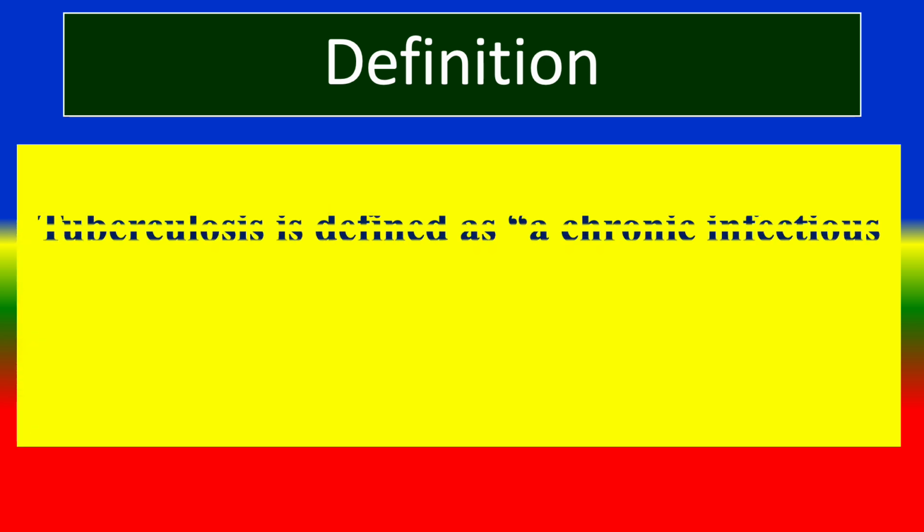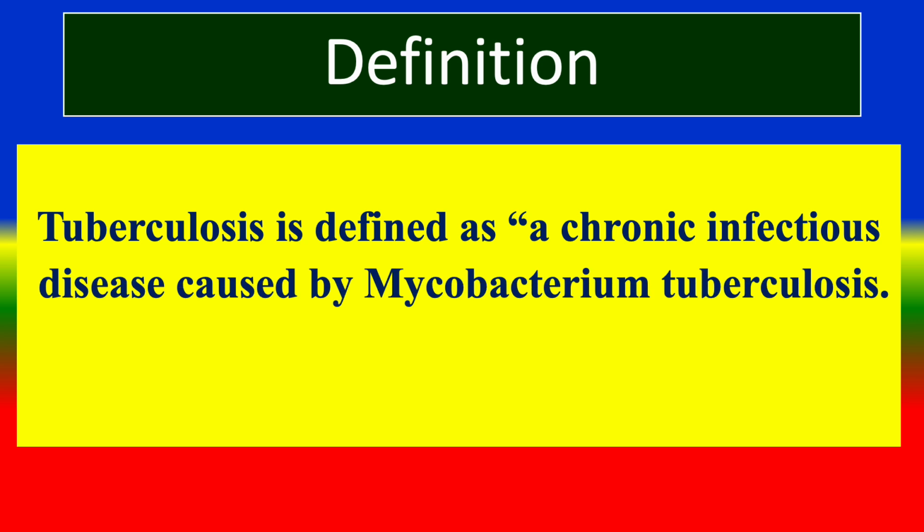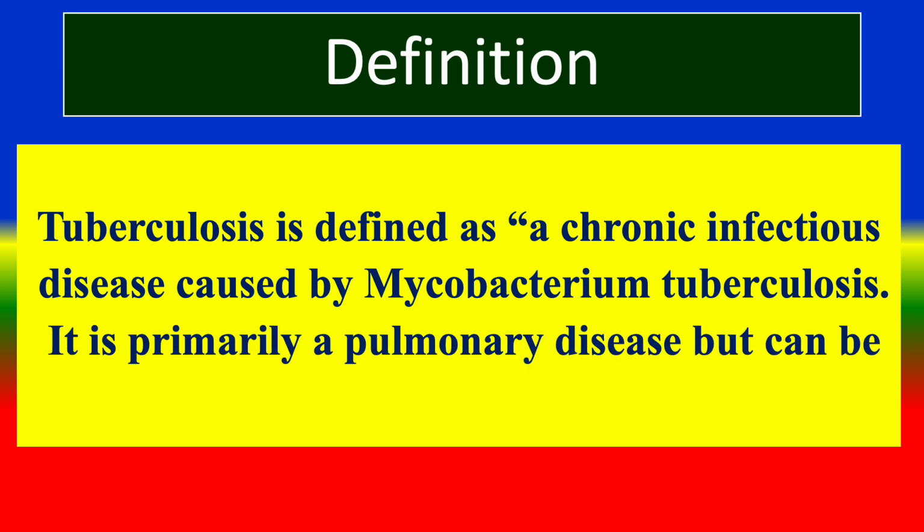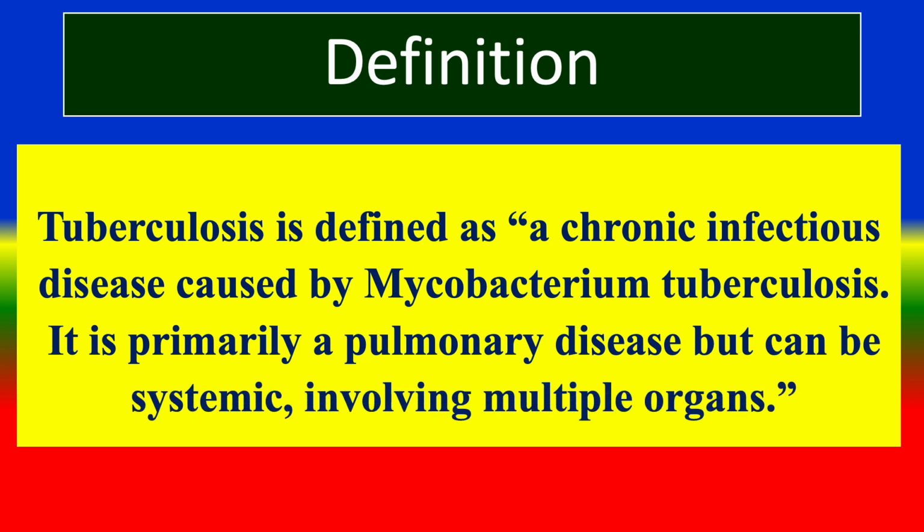Definition. Tuberculosis is defined as a chronic infectious disease caused by Mycobacterium tuberculosis. It is primarily a pulmonary disease but can be systemic, involving multiple organs.